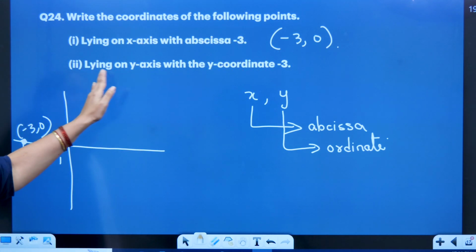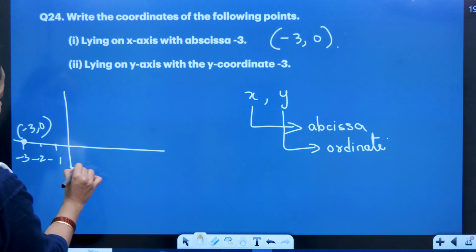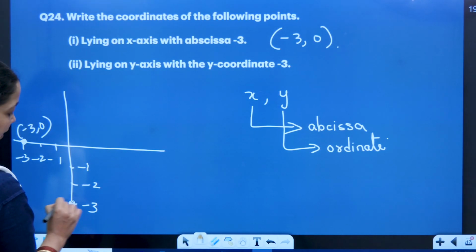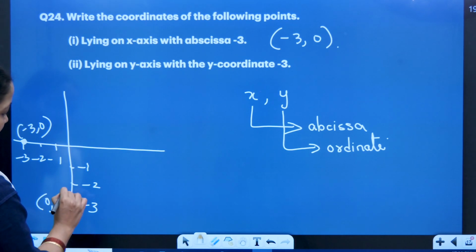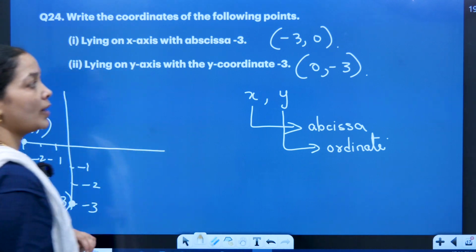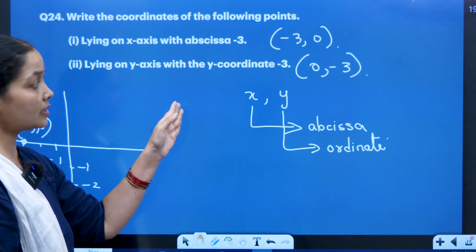Next, lying on the y-axis with y coordinate as -3. So my y coordinate will be here -1, -2, -3. When this is marked, I will easily say (0, -3) will be my coordinate.